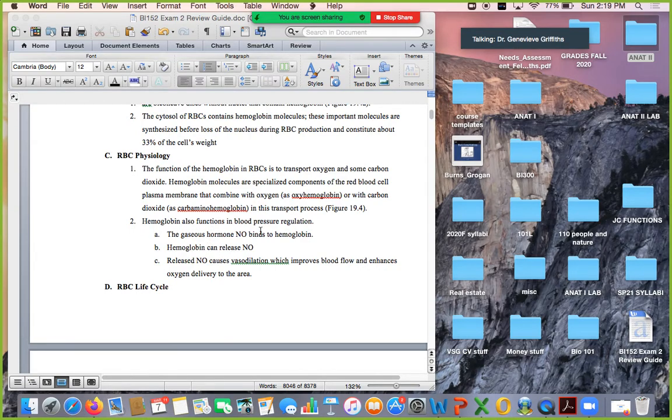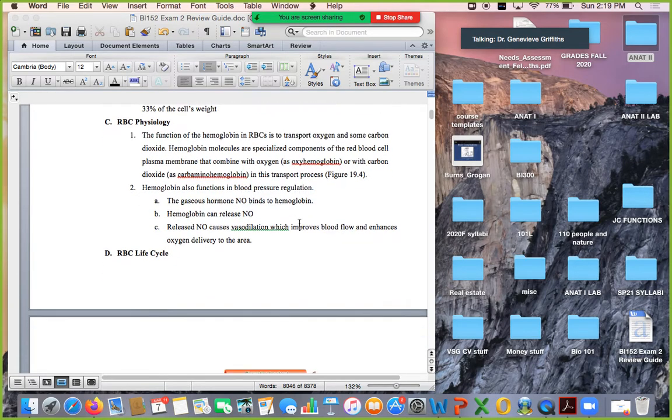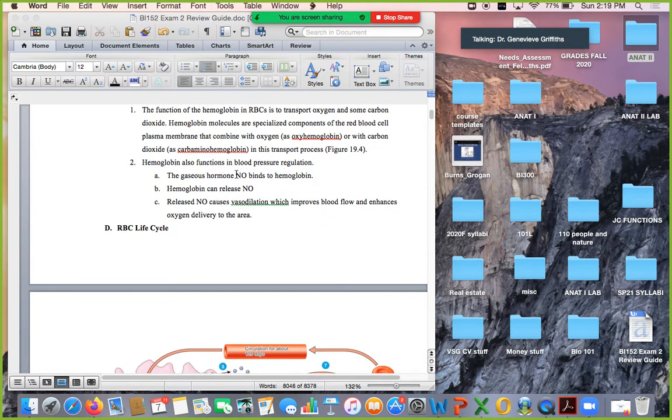Now, hemoglobin also functions for the regulation of your blood pressure, and it can bind to nitrous oxide, and if nitrous oxide is present, it binds to hemoglobin. It can also release it, and so this back and forth between picking up and releasing nitrous oxide by hemoglobin can cause vasodilation and constriction, which is involved in blood flow and circulation. So it can enhance oxygen delivery to an area if we have more nitrous oxide. If we have less, it can deplete oxygen delivery to that area.